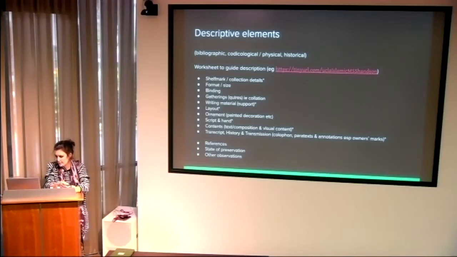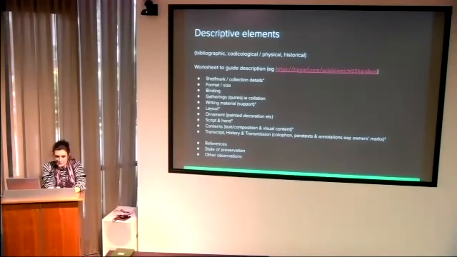So when it comes to the transcript, the history and the transmission, by this we're talking about colophon and other paratexts, annotations, and then of course especially the owner's marks, that's really essential. As far as to what degree you detail each of these, the colophon or colophons are quite essential. The other paratexts, title pieces, potentially navigational information, like you might be able to indicate the presence of a fehrest, but you don't necessarily need to lay out all the contents. You might want to photograph it, but that is not necessarily as essential.